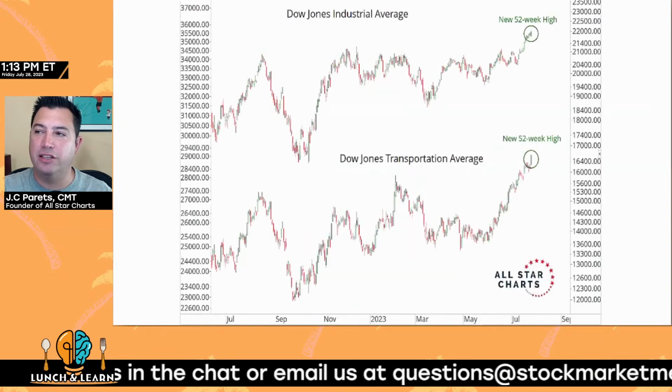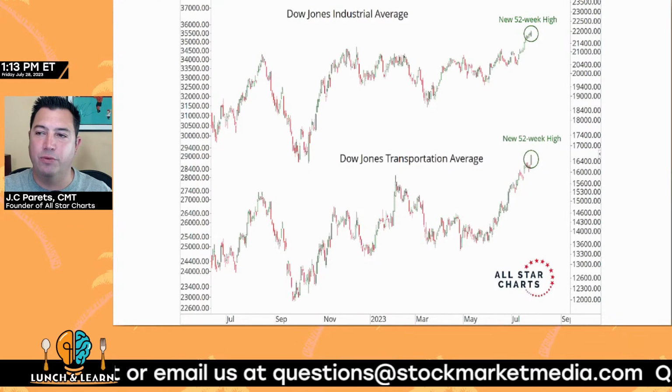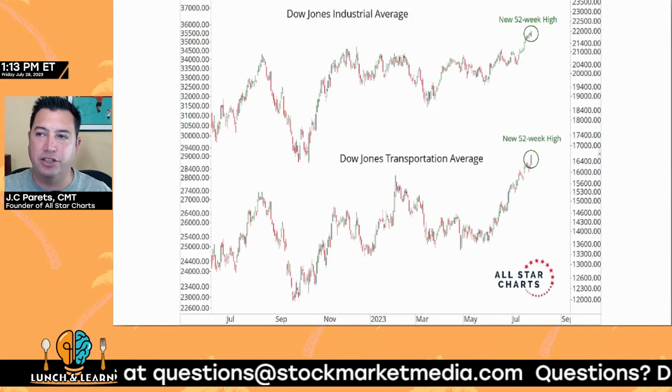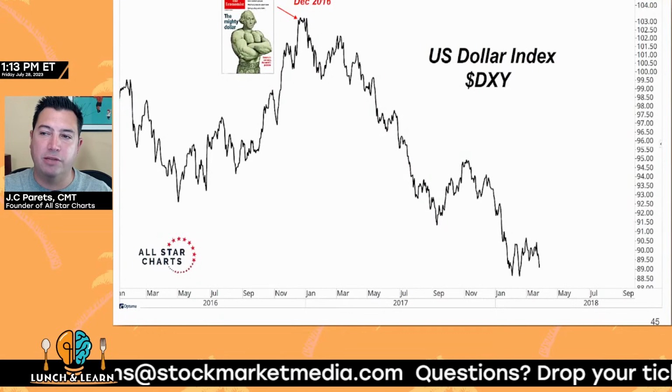And just taking a look at some different candlesticks in general in real time. Here we're looking at the Dow Jones Industrial Average and Dow Jones Transportation Average in candlesticks, as opposed to a line chart, right? We talked about bars.